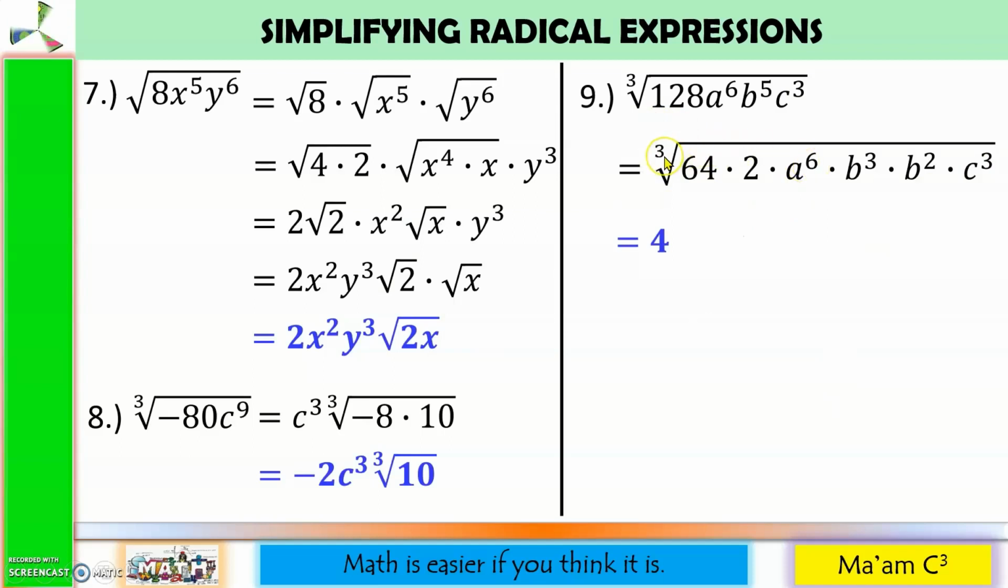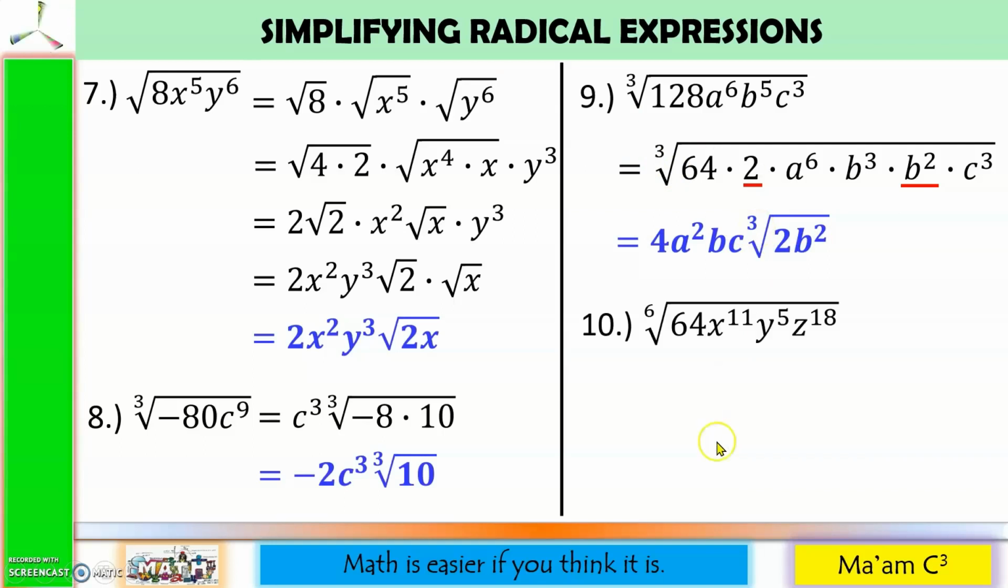6 divided by 3 is 2, so I have a squared. 3 divided by 3 is 1, so I have 1b. 3 divided by 3 is 1, so I have 1c. What remains are 2 and b squared. That will be my new radicand. The cube root of 2b squared. Did you notice that the exponent in the new radicand is less than the value of the index?